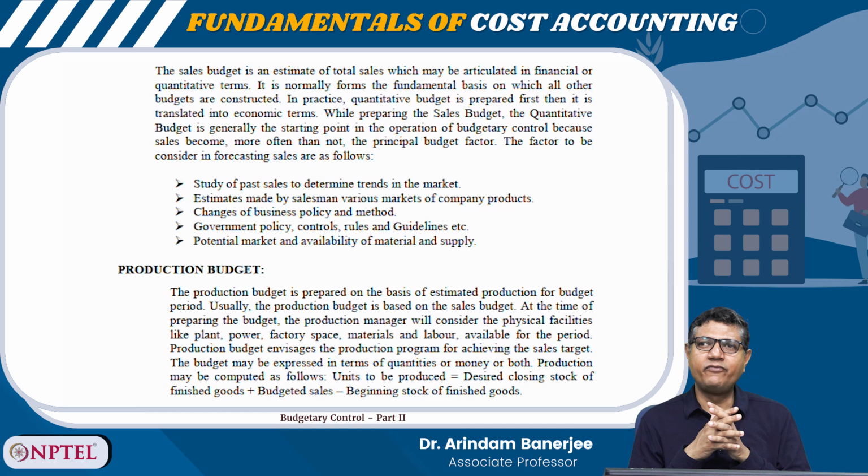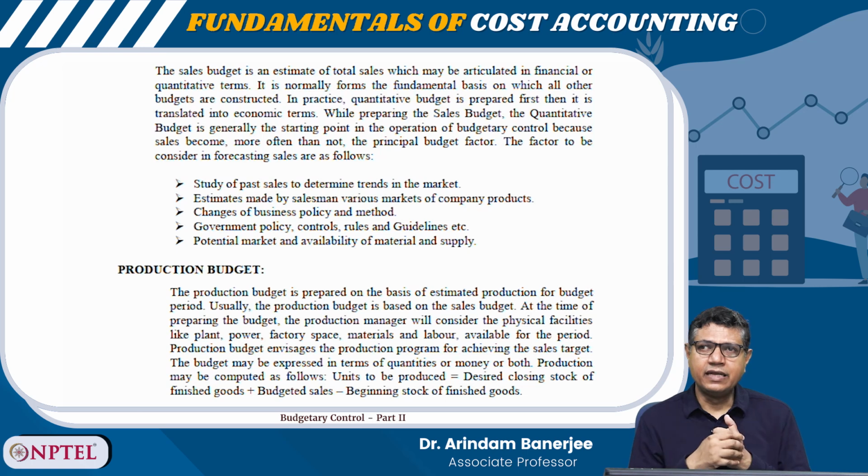Once the production team finalizes the production budget, the question comes: for production you need resources. You need raw material, you need labor, you need overhead expenses. So for each of these items, budgets are made. The material budget is prepared, the labor budget is prepared, the overhead budget is prepared.